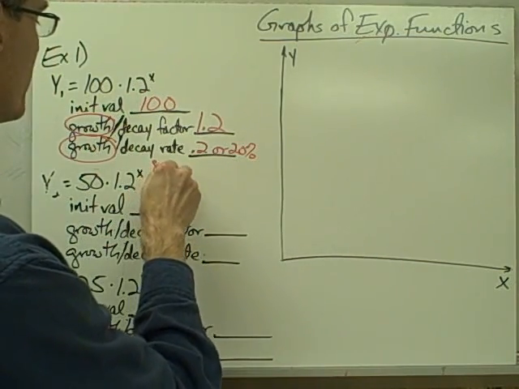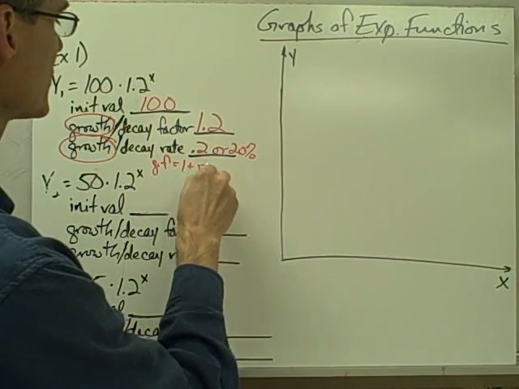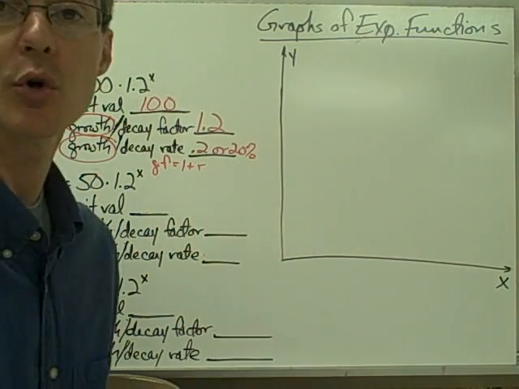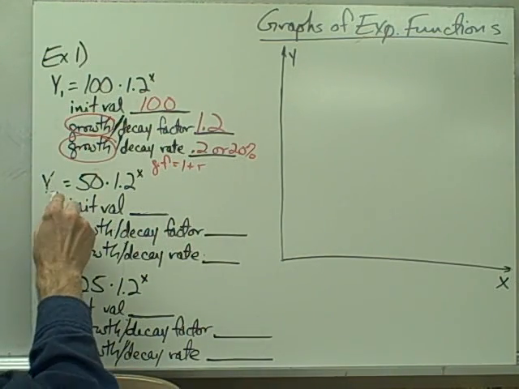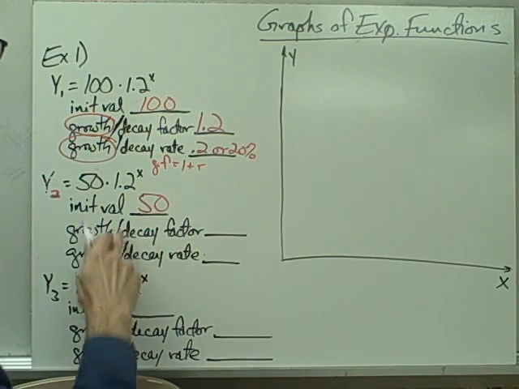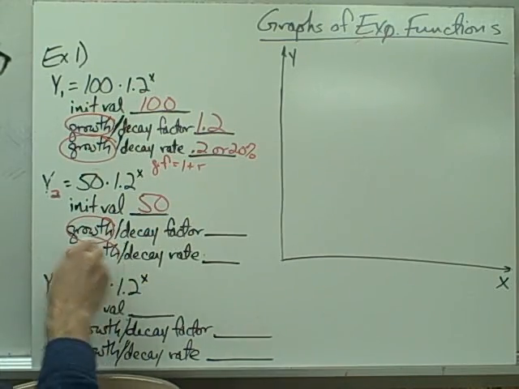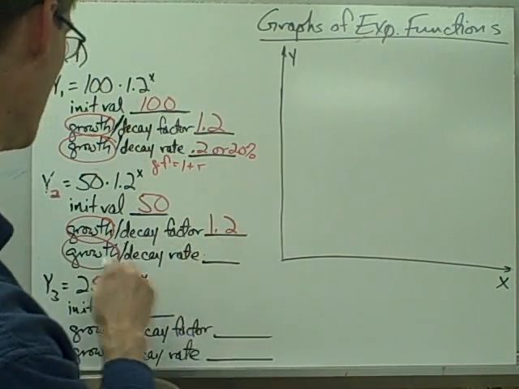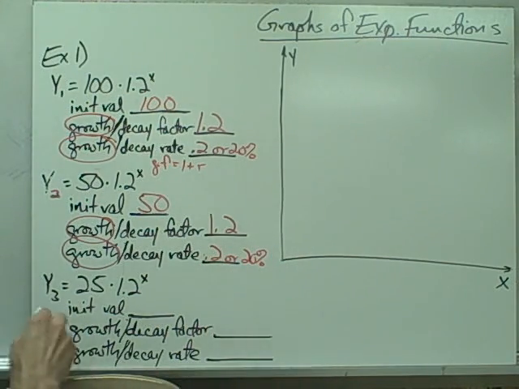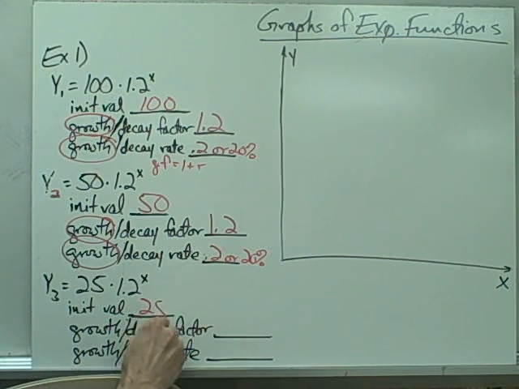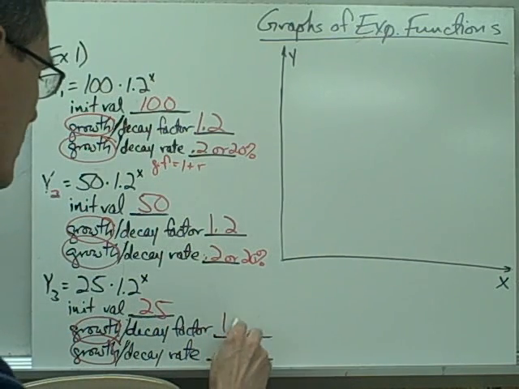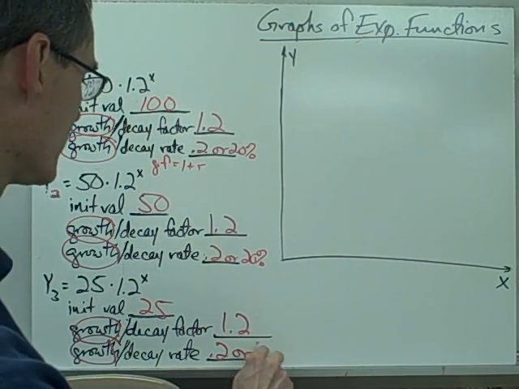Remember, the growth factor is equal to 1 plus the growth rate. So if my growth factor is 1.2, that means my growth rate must be 0.2 or 20%. Second function, my initial value is 50. My growth or decay factor, I've got the same as in the previous one. So this is a growth factor of 1.2, a growth rate of 0.2 or 20%. In this third function, my initial value is 25. And again, I have the same growth factor and growth rate as before, 1.2, 0.2, or 20%.